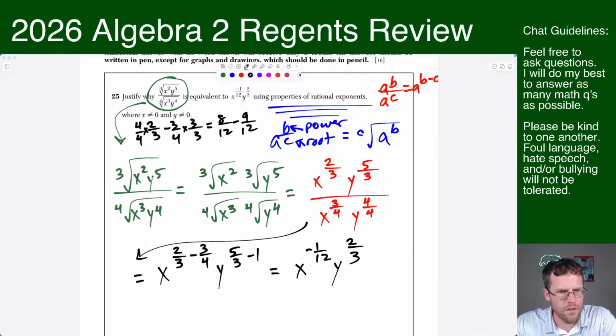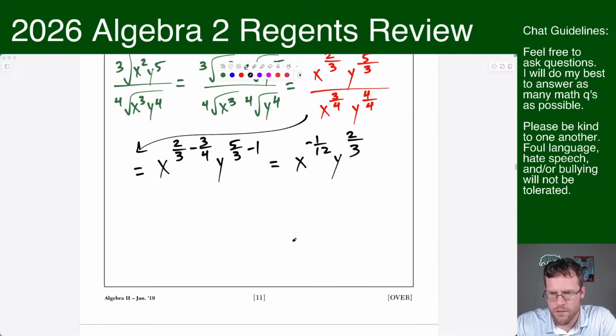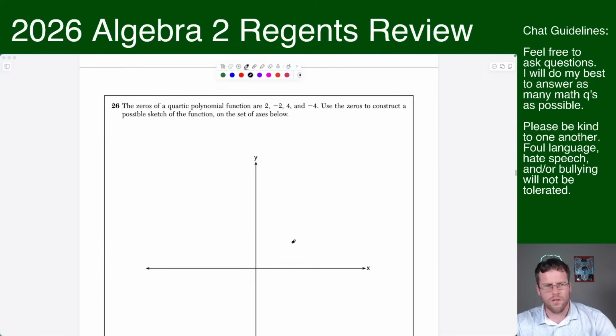All right, let's see. Alrighty, so moving on. So this, sketching a function. They're telling us we have the zeros of a quartic polynomial function. So that's degree 4, which means exactly 4 roots. If they give us 4 roots, then it's going to have 4 roots. So let's see. So 1, 2, make it neater. So 1, 2, 3, 4. 1, 2, 3, 4 this way.